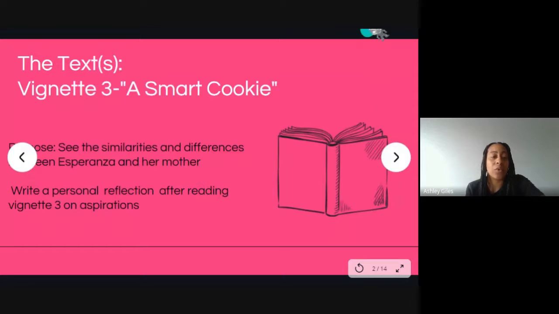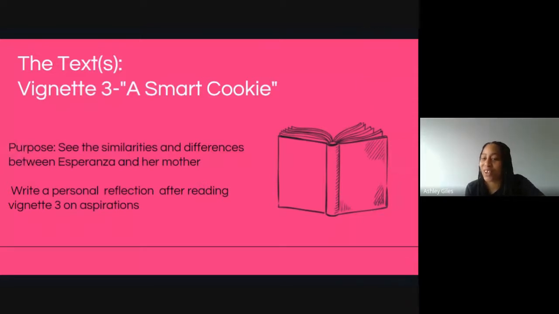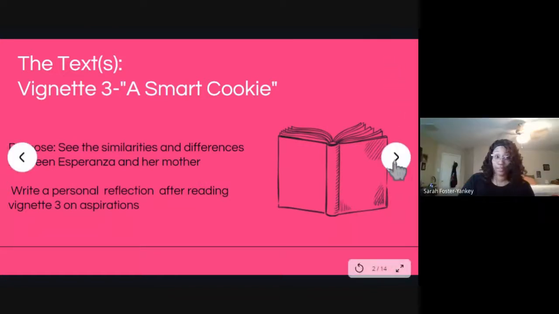So for lesson 4, we're going to finally move on to another vignette, right? So now students are going to be reading vignette 3 titled "A Smart Cooking." The purpose is so that the students can see the similarities and differences between Esperanza and her mother. And then students will be writing a personal reflection after reading vignette 3 on aspirations. And aspirations is a theme that your students should be very well versed in by now. Yes, this is the fourth time.